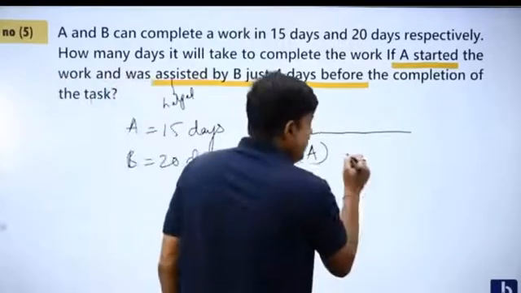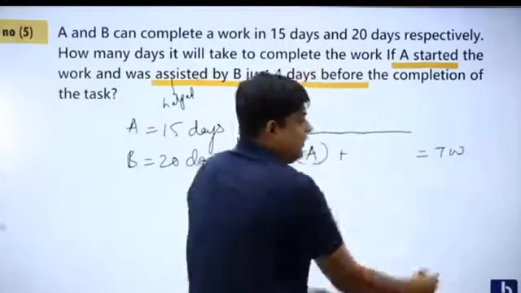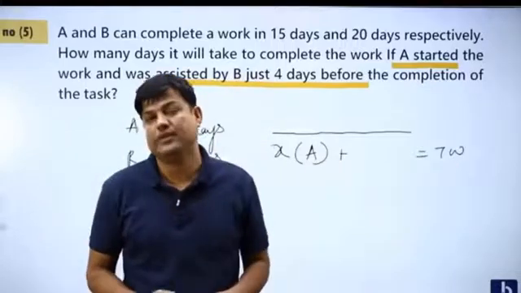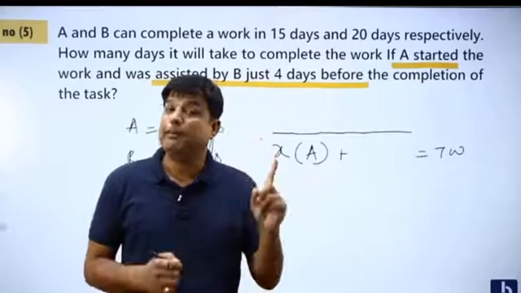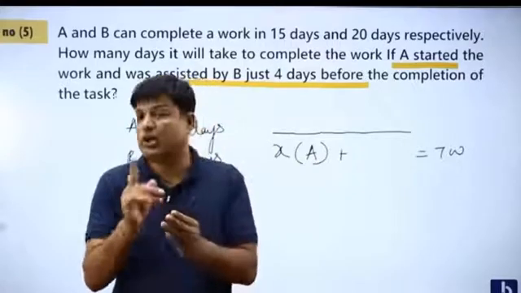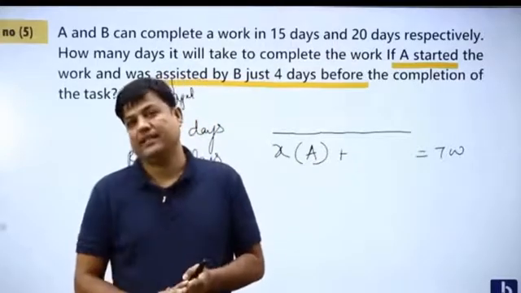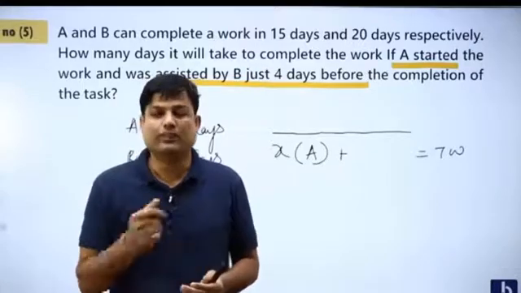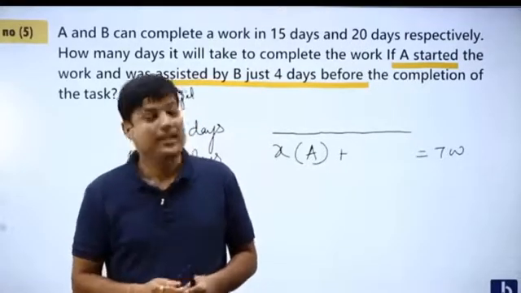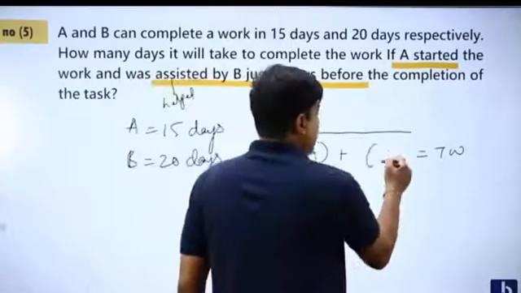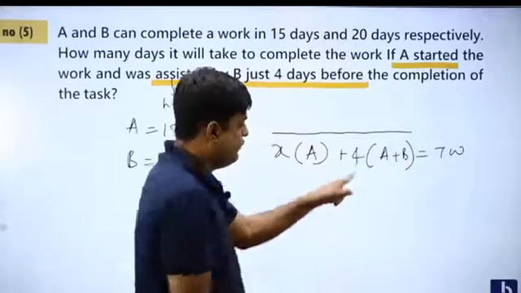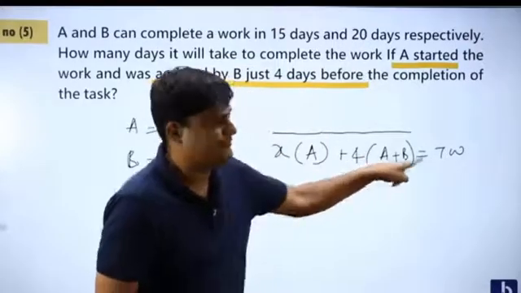But he was assisted. Look at that. The total work was completed. Who is working just 4 days before the completion of the work? The last day B was there. B was assisting A, not only on the last day. Last 2 days also B was there. Last 3 days also B was there. Last 4 days also B was there. Means these two people have not worked on the complete project. Last 4 days, 4 days before the completion of the project.